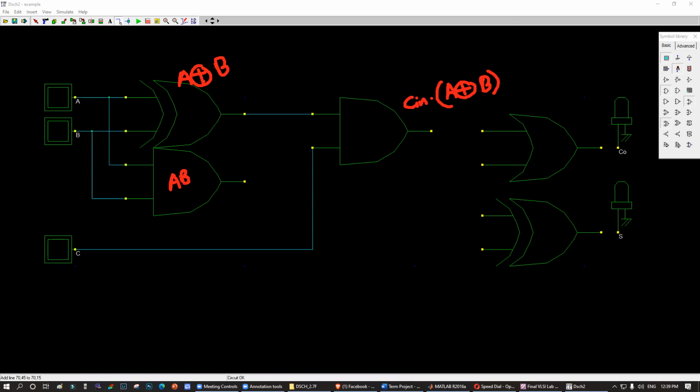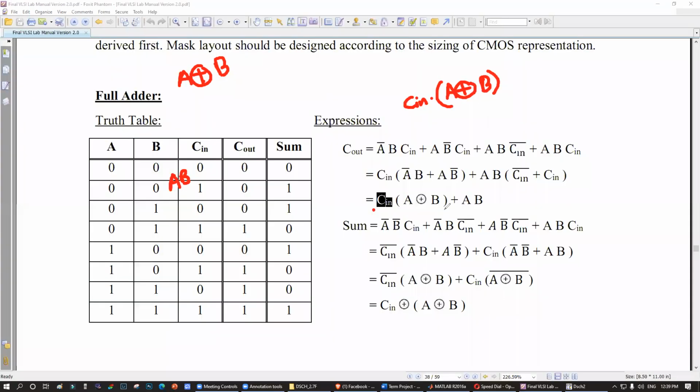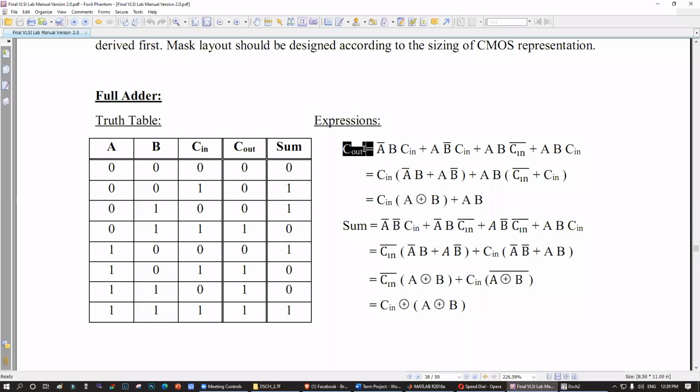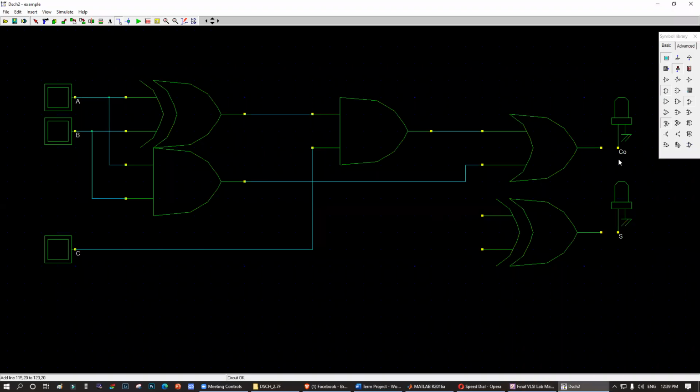Now, what term is complete? Let's say this term is complete, right? This term is also complete. So can we add them together by using an OR gate? Can we? Okay. So we're going to use an OR gate to add these and add this. What is this? This is our C out. So I'm going to connect the C out here. C out is complete.